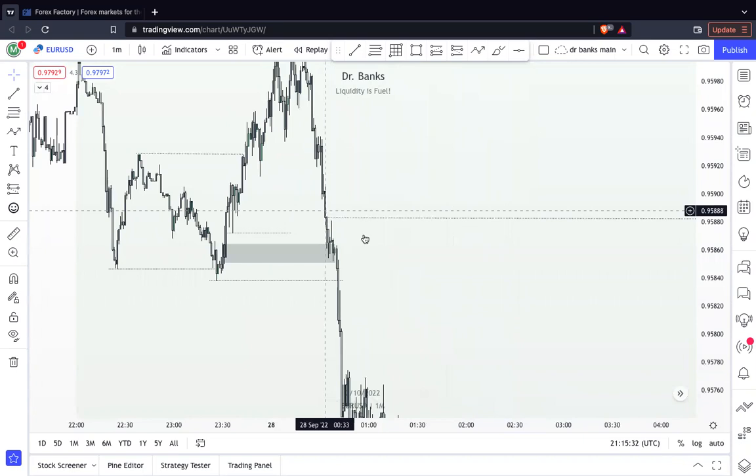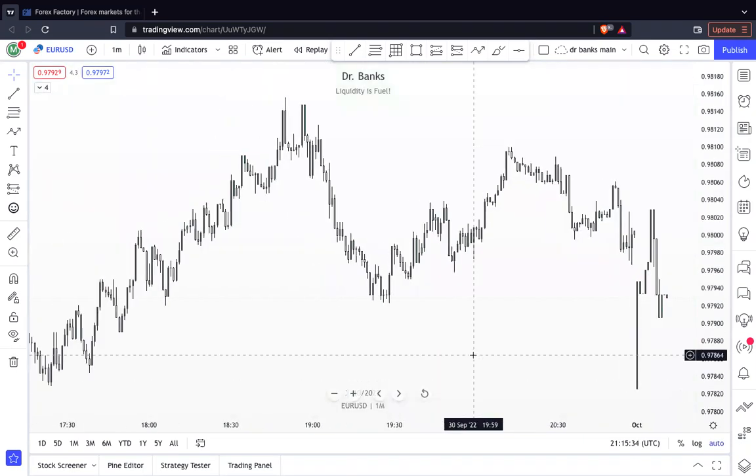Though I did not engage from this point because I wanted a shift in structure.